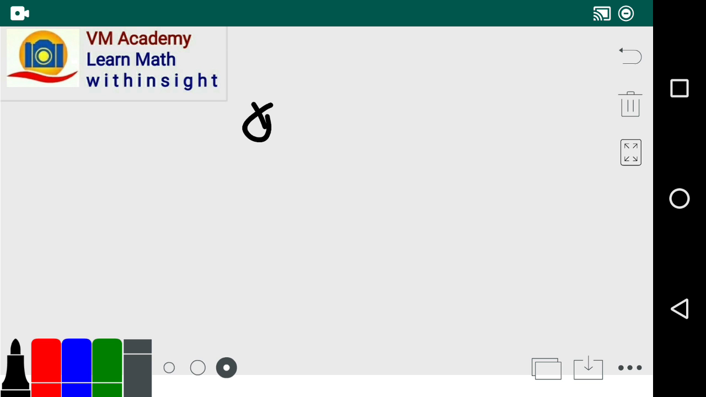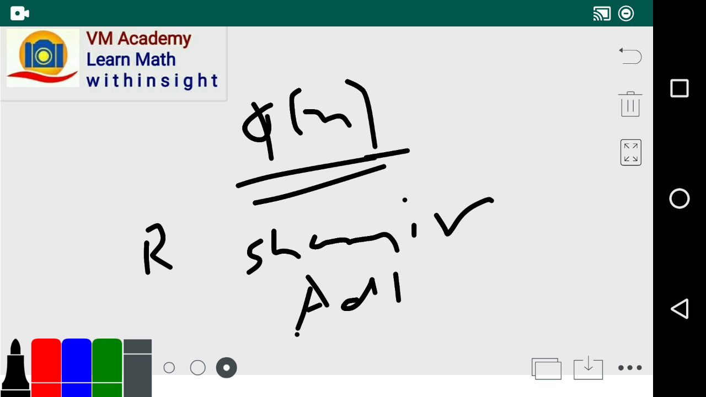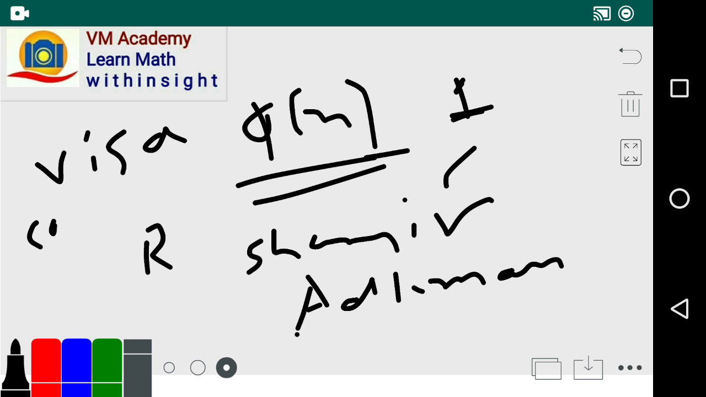Similarly, friends, this phi function is very useful in the RSA algorithm, named after Rivest, Shamir and Adleman. Ron Rivest, Adi Shamir and Leonard Adleman published this algorithm, and it is used in banking, e-commerce websites, or Visa card and Mastercard for secure transactions, friends.